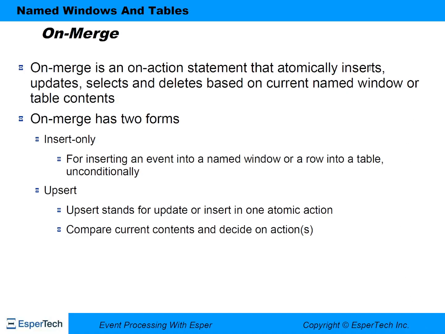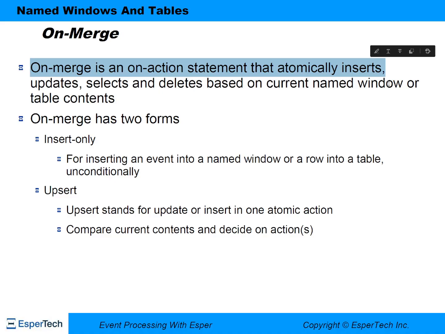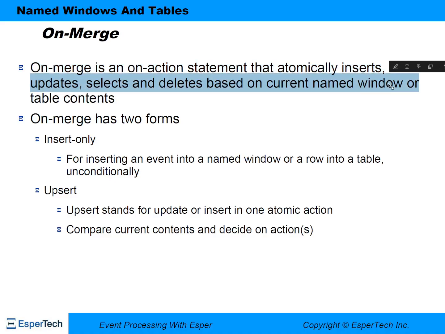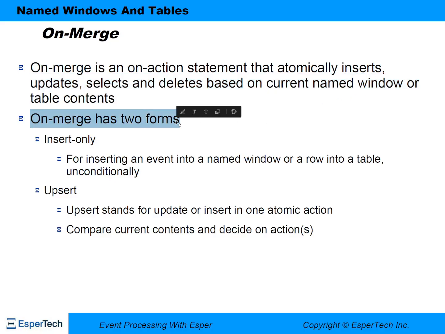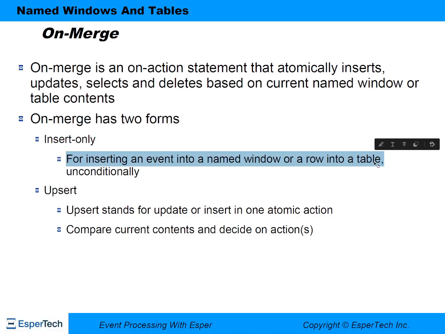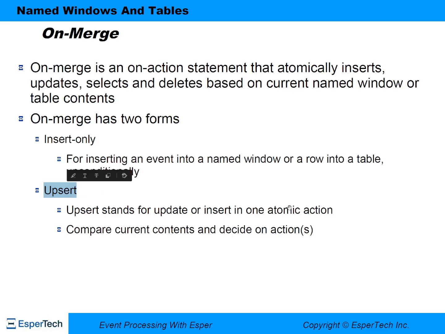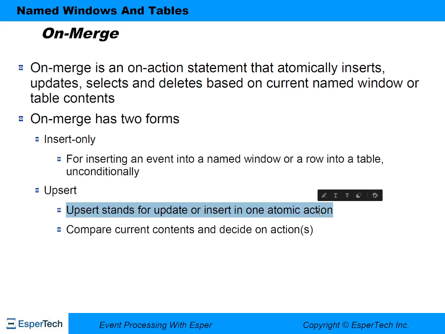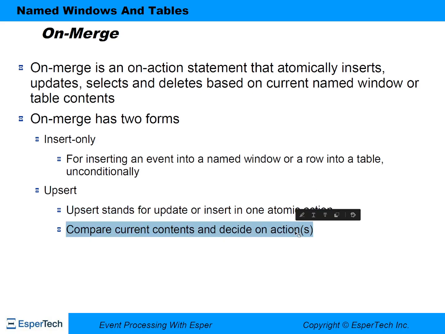On merge is an on-action statement that atomically inserts, updates, selects and deletes based on current named window or table contents. On merge has two forms. The insert-only form is for inserting an event into a named window or a row into a table, unconditionally. And the upsert form. Upsert stands for update or insert in one atomic action. The upsert form can compare current contents and decide on actions.